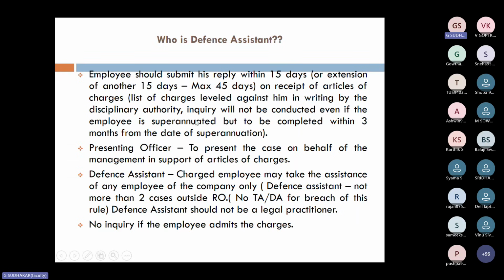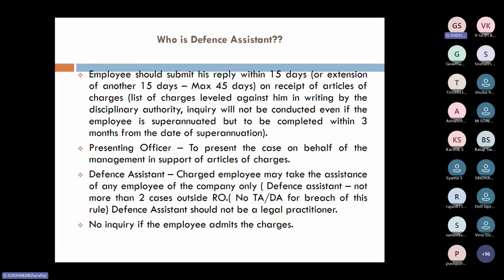Even if the employee is superannuated, the inquiry is not dropped, but has to be completed within 3 months from the date of superannuation. The presenting officer presents the case on behalf of the management in support of the articles of charges. The presenting officer and the inquiry officer will be appointed by management. The defense assistant is appointed by the charge sheeted employee in order to assist him during the inquiry proceeding. He can opt for the help of one more person, not necessarily junior to him; even a class 1 officer can be appointed, such as a scale 4 officer.